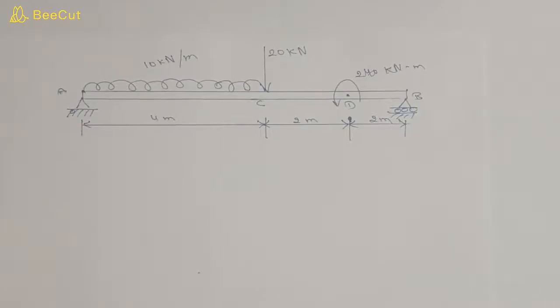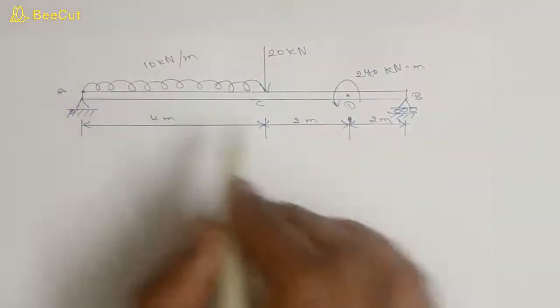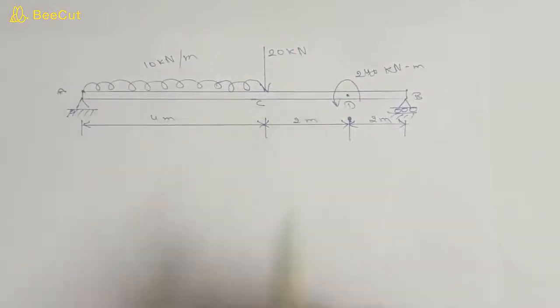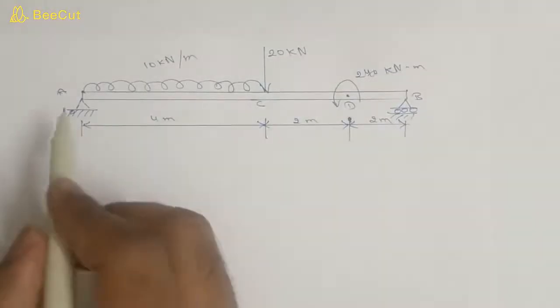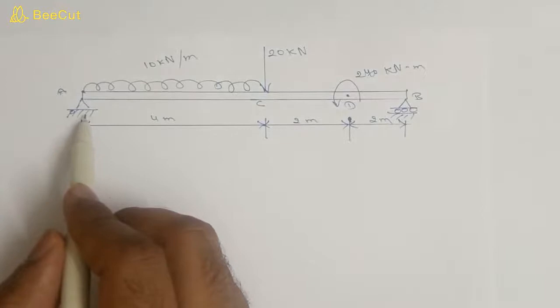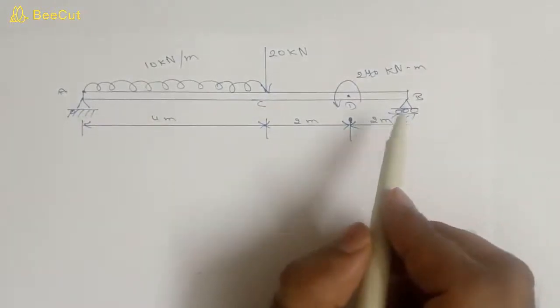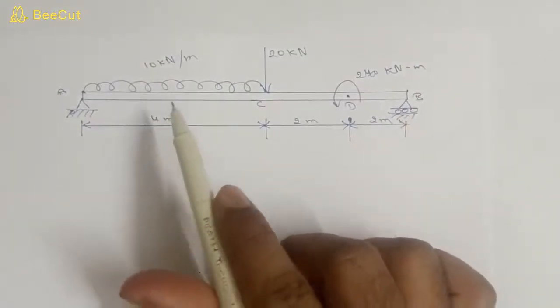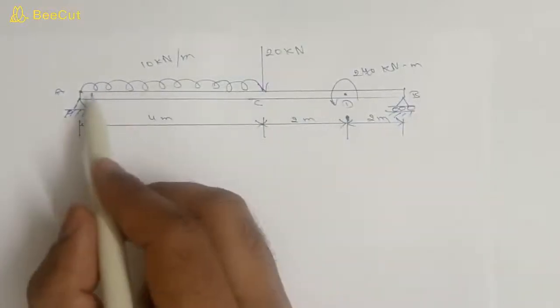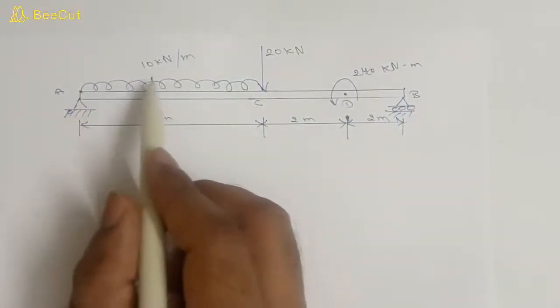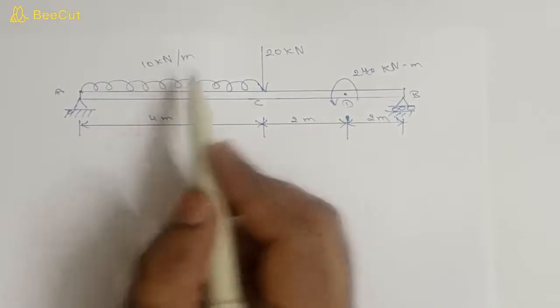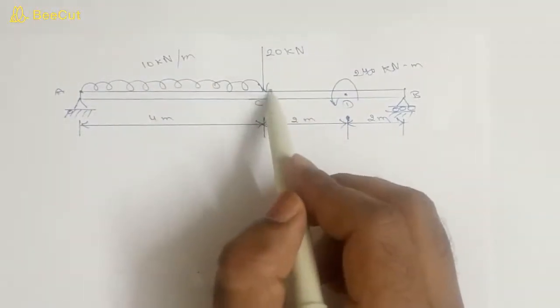Friends, in this video, I will draw the shear force diagram and bending moment diagram for this beam. So this is a simply supported beam. This is a hinge joint, and this is a roller joint, a roller support and a hinge support. And there are the loads. This is a uniformly distributed load of 10 kilonewton per meter length, and this is 20 kilonewton of point load.